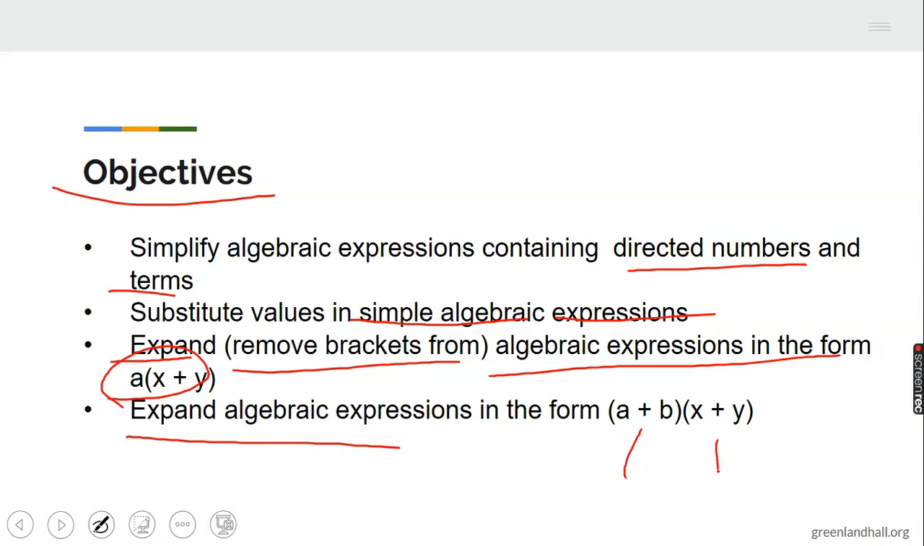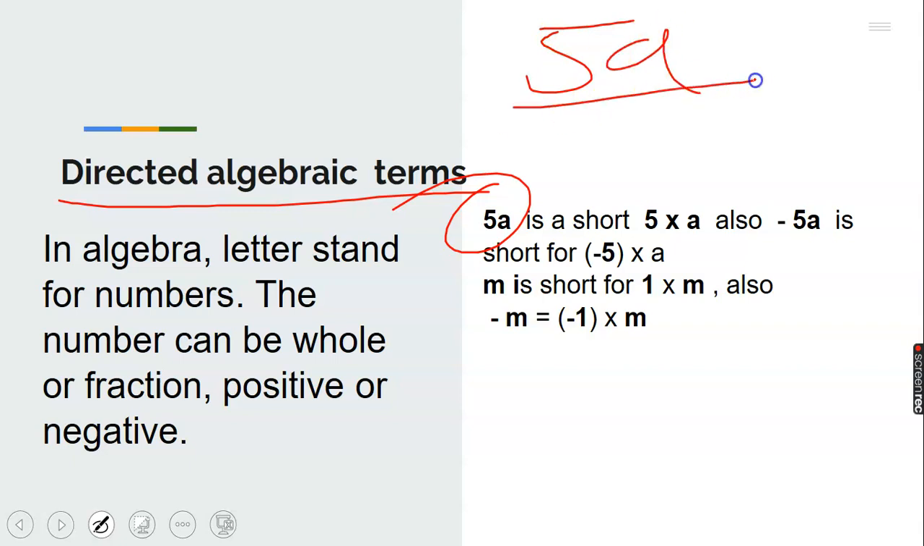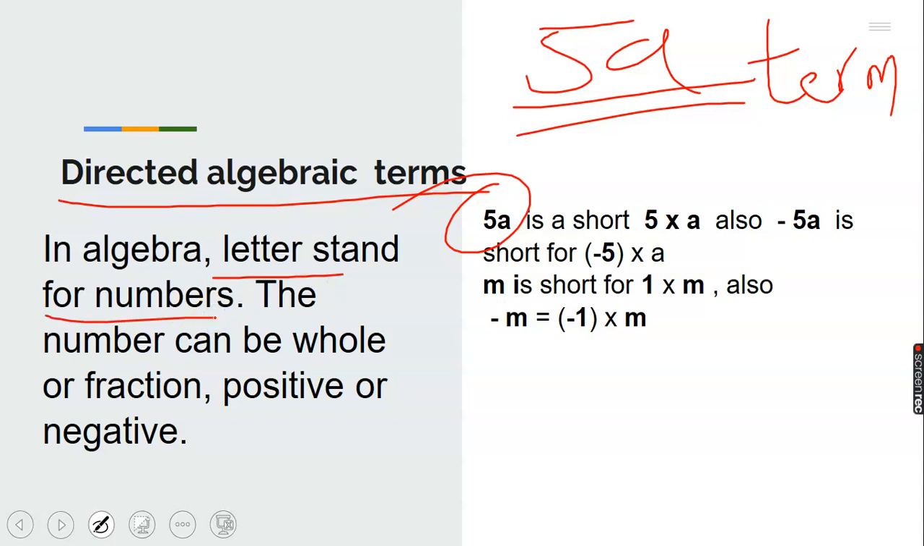These are the two brackets here. One contains a plus b and the other one contains x plus y. Now, the first thing we'll be learning here is directed algebraic terms. Terms means when we use numbers and letters together. For instance, 5a is called a term. In algebra, letters stand for numbers. The number can be whole or fraction, positive or negative.